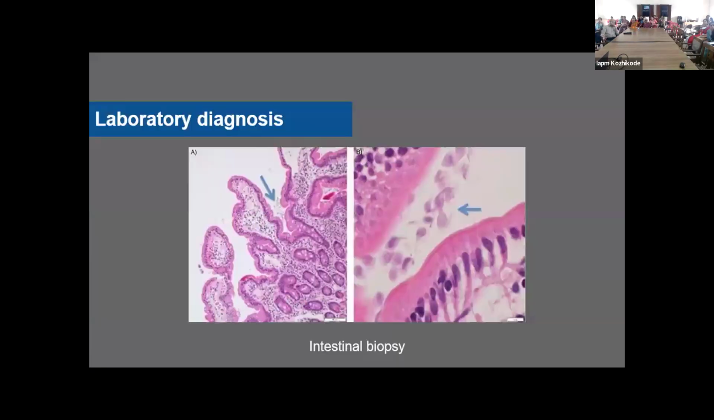So, laboratory diagnosis of Giardia lamblia. As we discussed, in intestinal biopsy, we can see these organisms as pear-shaped and in a falling leaf pattern within the lumen of the duodenum. And we also discussed that blunting and broadening of villi with dense inflammatory infiltrate in lamina propria and intraepithelial lymphocytes are other findings.